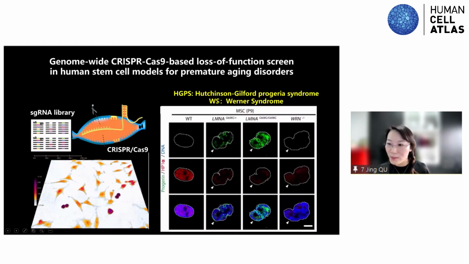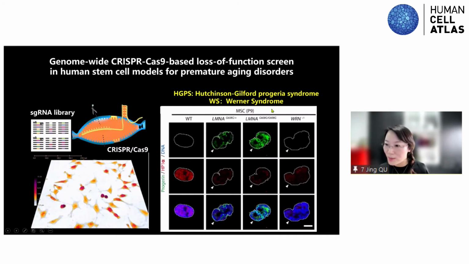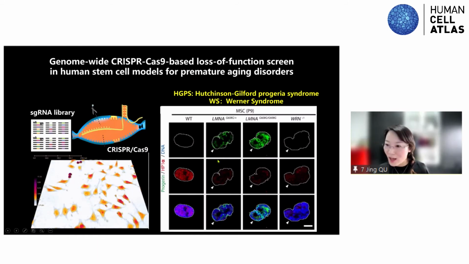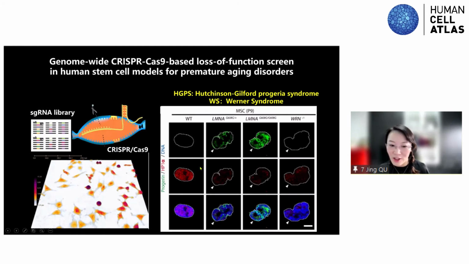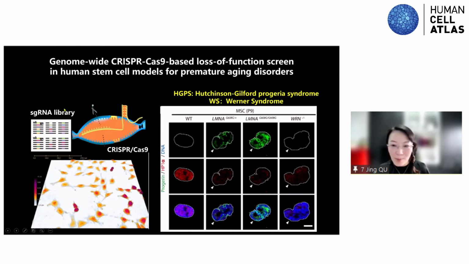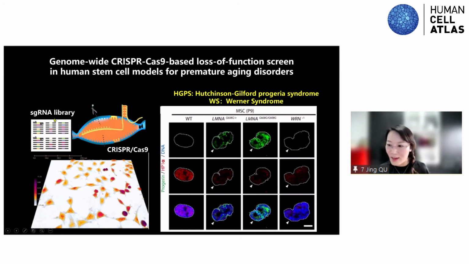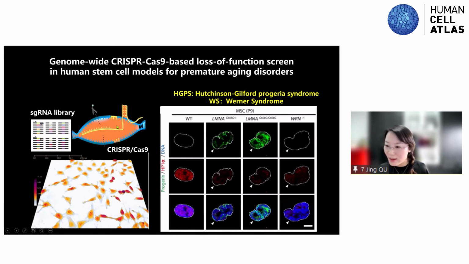The stem cell aging models we started with here are HGPS and Werner syndrome. Both are premature aging diseases caused by gene mutations. These pathological aging models are recognized to reflect physiological aging phenotypes to some extent. The library we use contains 2 to 3 guide RNAs for each gene in the genome, and it can target a gene with the nuclease Cas9 to cut the gene and silence it.